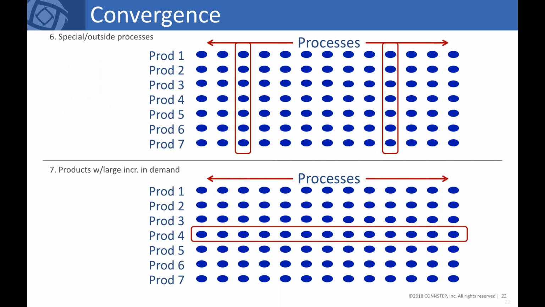Number 6, special outside processes such as heat treating and coatings. Sometimes they're a real capacity issue. So if you can work with your outside vendor to help understand what their capacity is and how you fit in. Number 7, you may want to just simply do capacity around products that are going to grow in the imminent near future. And we have here product number 4, plans to grow that product. So you might want to do capacity and or a buildup around product number 4.